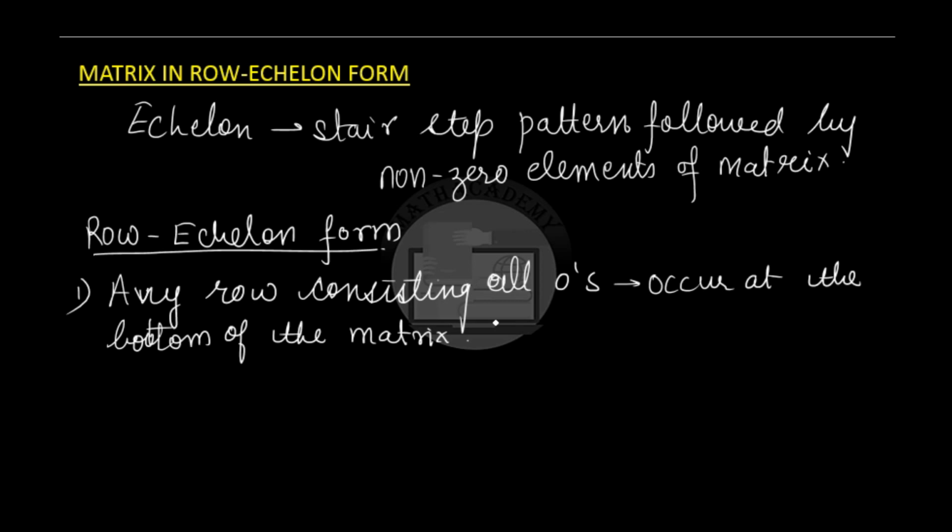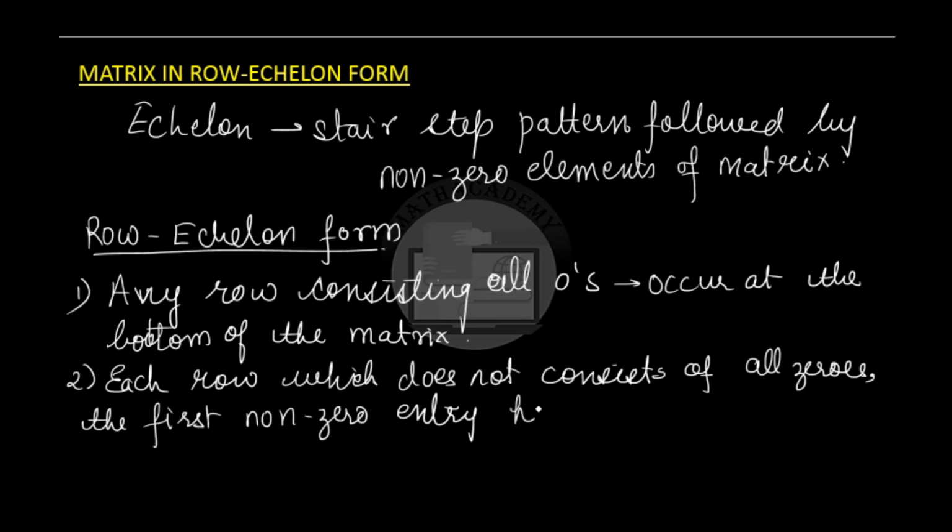The second property is that each row which does not consist entirely of zeros has its first non-zero entry equal to 1. So the first non-zero entry in any row which doesn't have all elements zero has to be 1, and this is called a leading one. That's the second property of a row echelon matrix.